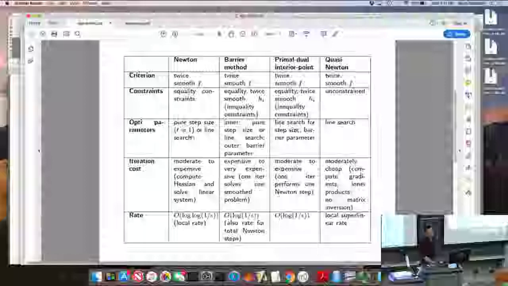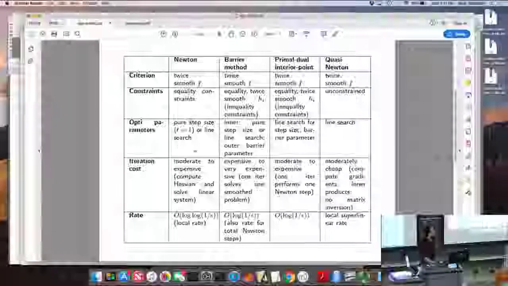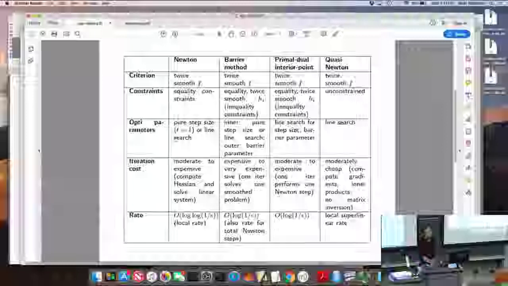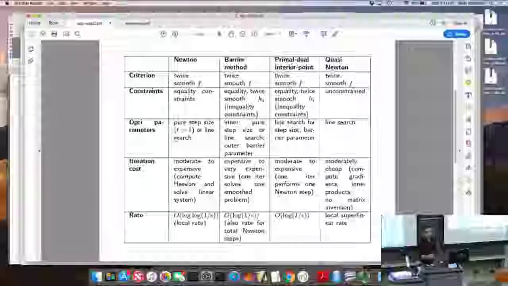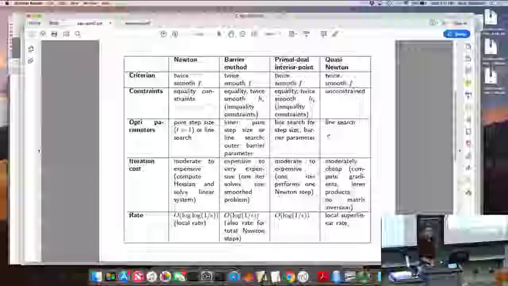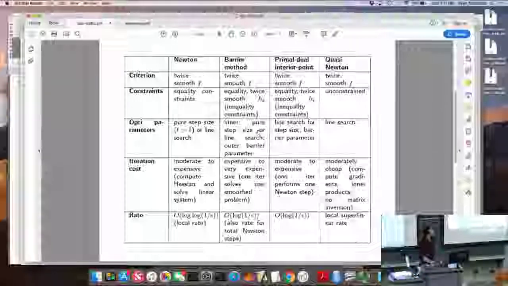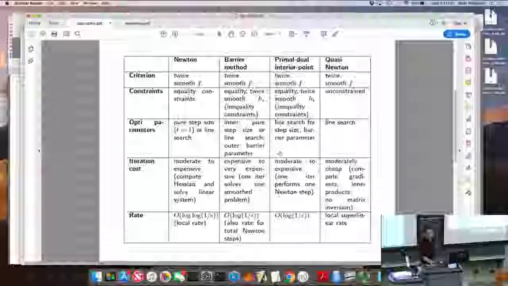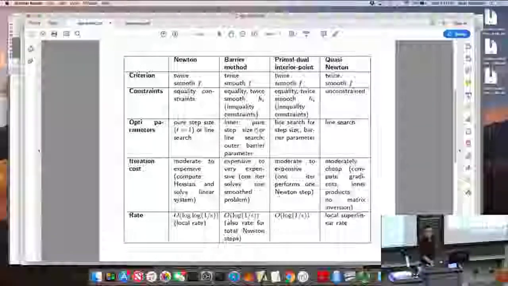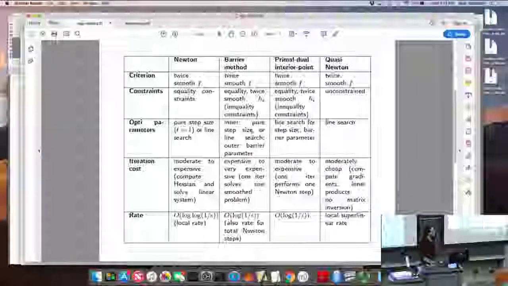Okay. Optimization parameters for Newton and for quasi-Newton, we have to choose the step size. And for Newton's method, we used line search, right? And what we know is that line search will start returning a pure step size, so t equals 1, at a certain point, which is called the quadratically convergent phase. For quasi-Newton method, we use line search. For the interior point methods, that's the middle two columns, we have a couple of parameters. We have the step size that we have to use for the inner Newton step. So that's typically done by line search.